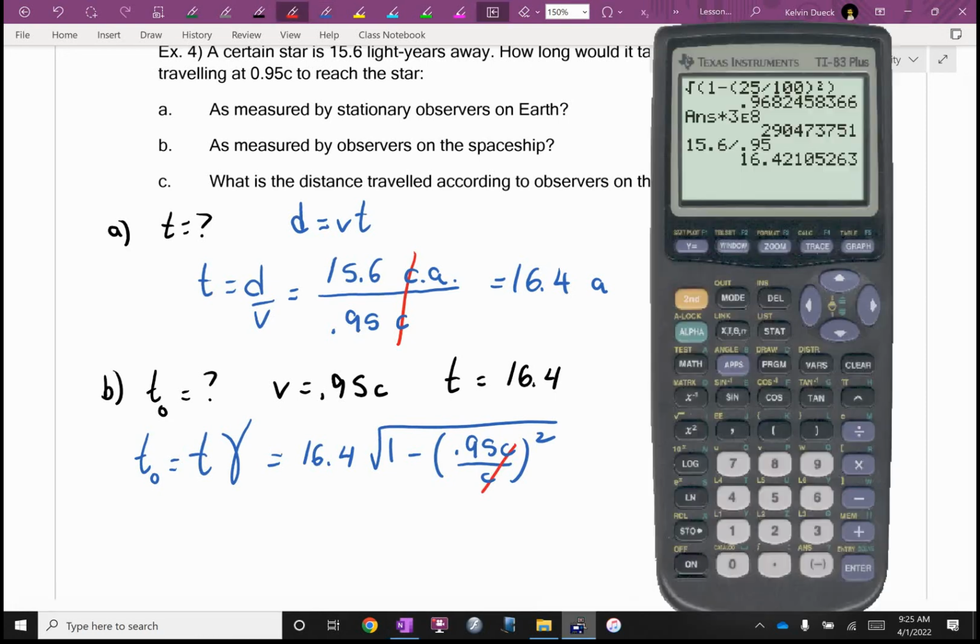So we're going to get out our calculators. Don't type 16.4, Casey. Hit your answer button. And then times square root bracket 1 minus 0.95 squared, close bracket. 16.4 years will go by for us on the Earth. 5.13 years will go by for the people on the spaceship.